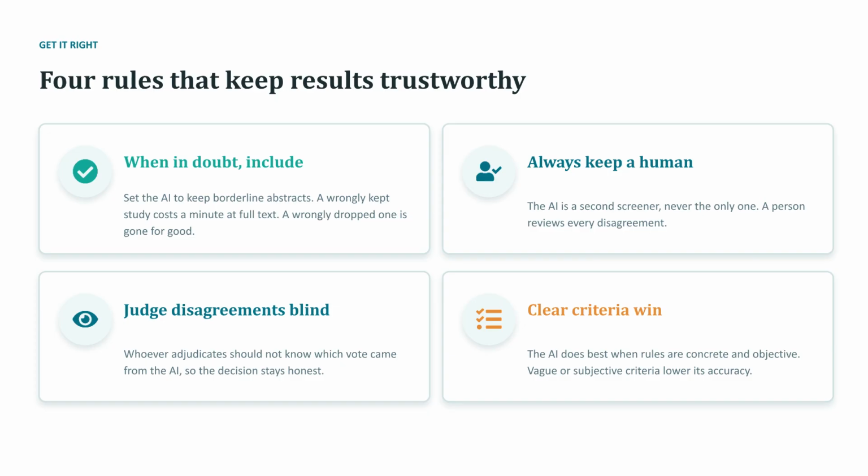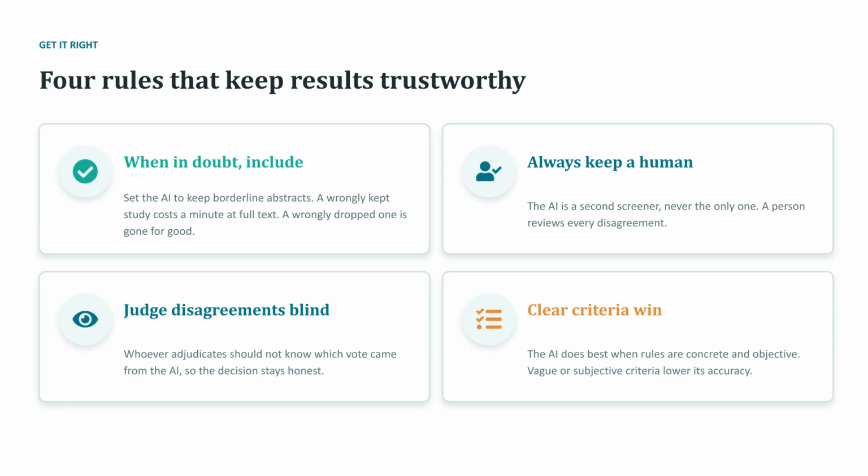4 rules that keep the results trustworthy. First, when in doubt, include. We set the AI to keep borderline abstracts, because a wrongly kept study only costs a minute at full text, while a wrongly dropped one is gone for good. Second, always keep a human. The AI is a second screener, never the only one. Third, judge the disagreements blind, so whoever settles them does not know which vote came from the AI.